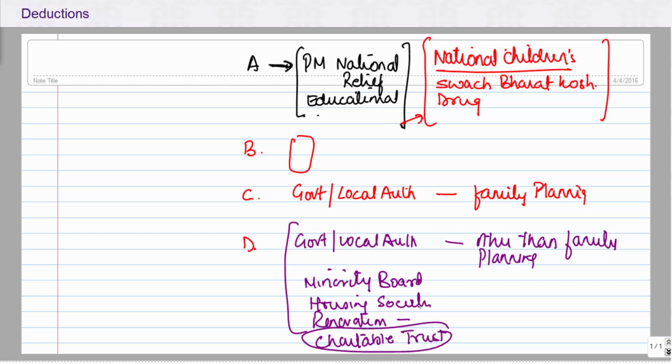We know that the income of the charitable trust is exempt under section 11. But a charitable trust whose income is exempt under section 11 needs to take 2 registrations. One is a registration under section 12AA to get exemption for its income. The other is a registration under 80G so that anybody giving them a donation can get a deduction under 80G.